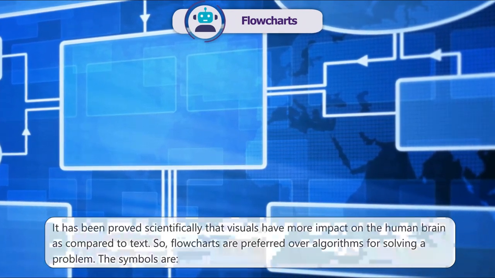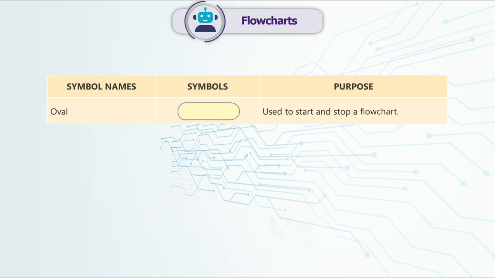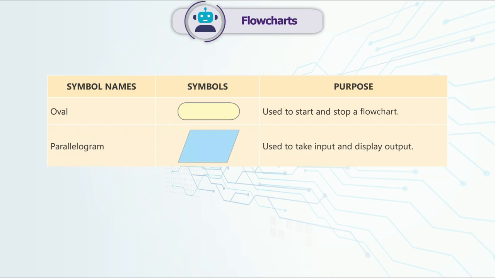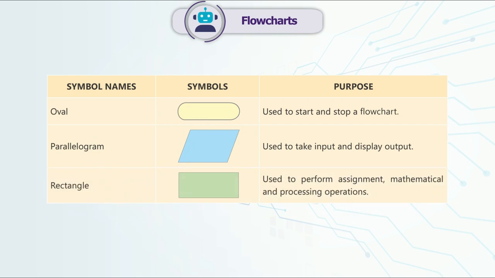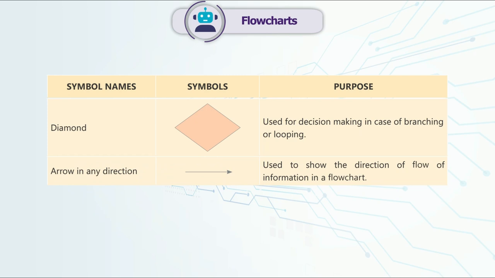The symbols are: symbol names, symbols, purpose. Oval, used to start and stop a flowchart. Parallelogram, used to take input and display output. Rectangle, used to perform assignment, mathematical and processing operations. Diamond, used for decision making in case of branching or looping. Arrow in any direction, used to show the direction of flow of information in a flowchart.